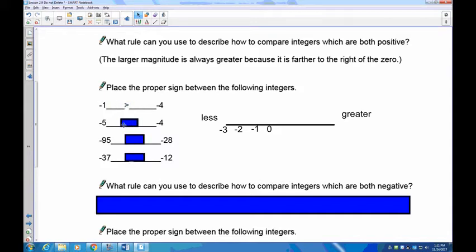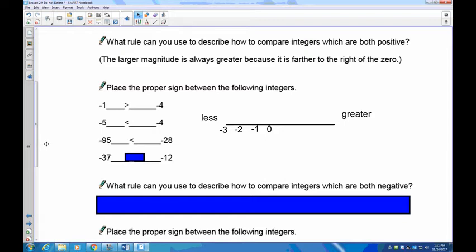Now in this case, we've got a -5 and a -4. So which one's closer to the right? It's going to be the negative 4, so this one is greater. Negative 95 and negative 28, well, it'll be way over here on the left. Here would be negative 95, and then over here, negative 28. Since the negative 28 is on the right of it, that means the negative 28 is larger.